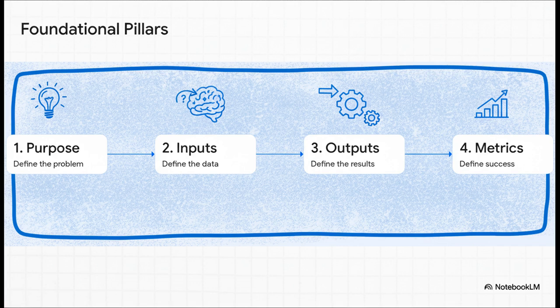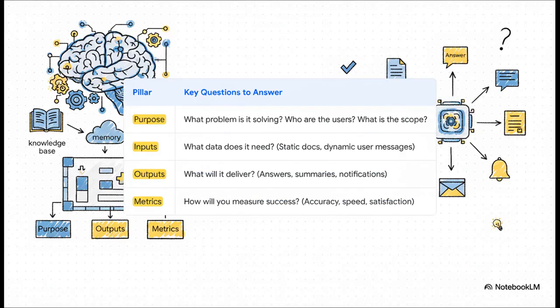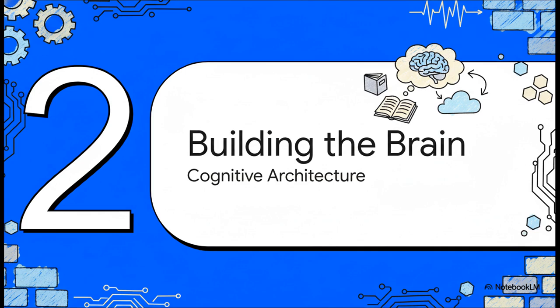If you can nail these 4 things, trust me, you are setting your agent up for success right from the very beginning. So just think of these 4 pillars as the big questions you absolutely have to answer before you start, right? What problem is this thing actually solving? What kind of data does it need to do its job? What's it going to give you at the end? And maybe most importantly, how will you know if it's even working? Answering these questions up front, honestly, it's the difference between an agent that's a game changer and one that just, well, doesn't work.